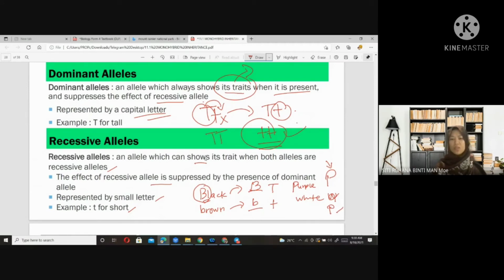Okay, so ini adalah trait tadi. Okay, bukan allele. Trait for dominant trait, recessive trait. That's why kena faham setiap istilah. Okay, dominant trait, dominant allele. Allele can be represented as letters. Okay, alphabet, huruf. Trait, ciri.